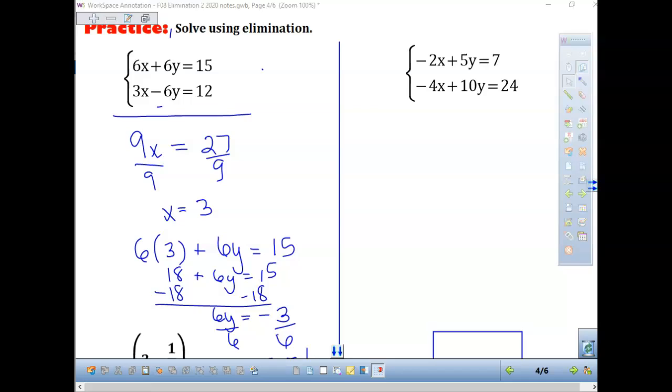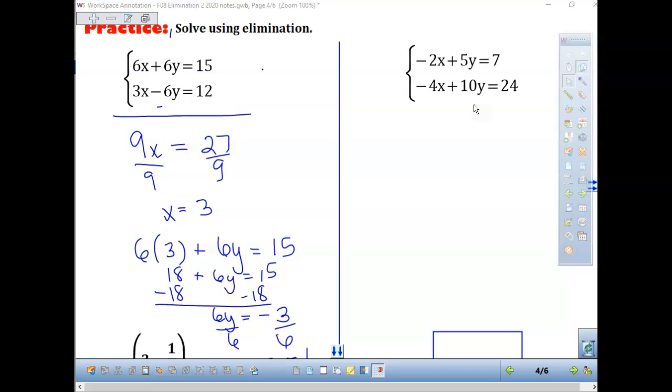So first thing we want to look for is, is there a variable that has the same number in front? And we have 4 and negative 4 and negative 2 and 5 and 10. Which one do we want to eliminate? Because it really doesn't matter in this one, because we're going to have to multiply both equations. So Kaizen, you get to choose for us. Do you want to eliminate the x's or do you want to eliminate the y's?